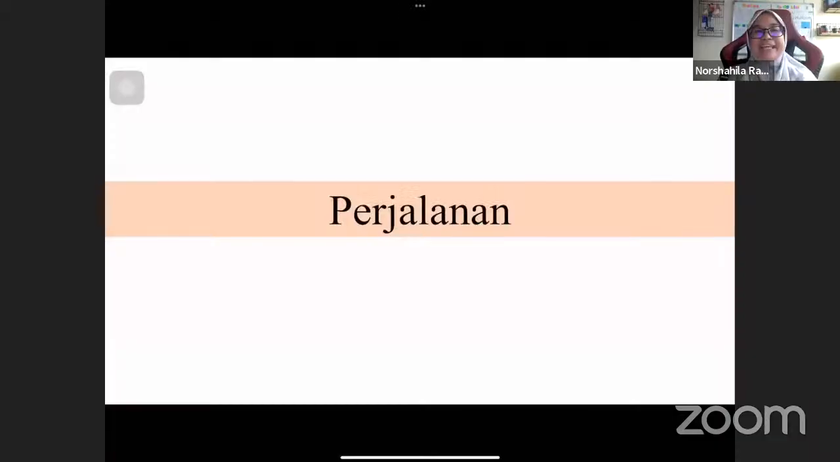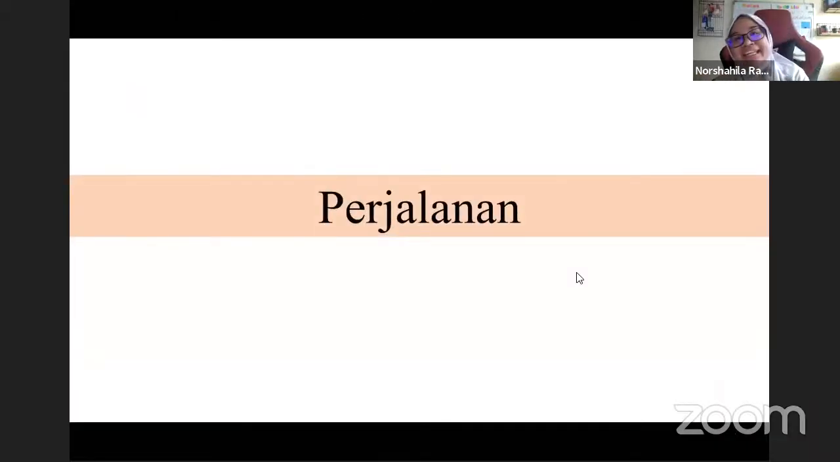Okay, so our next topic is about perjalanan. So the perjalanan we talk about is traveling. So in Malaysia, you can start your journey either with public transport or with your own transport.